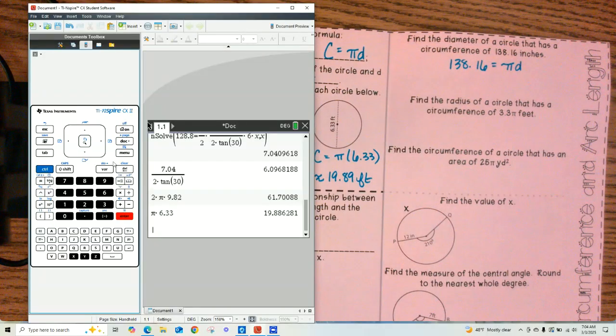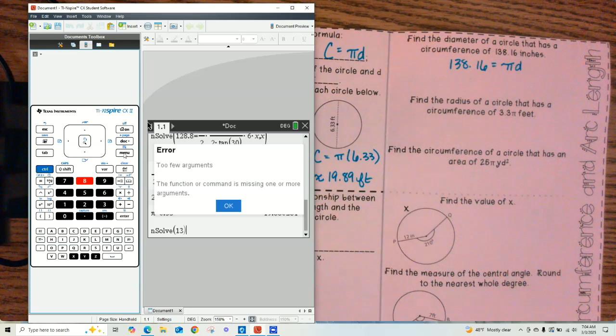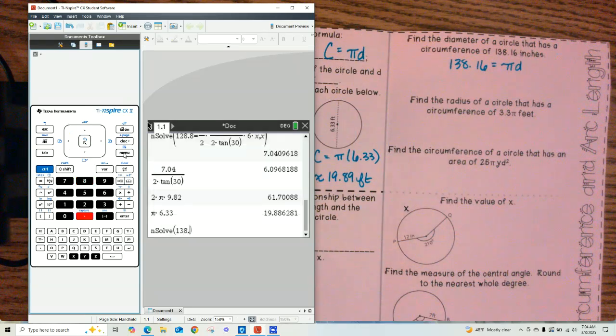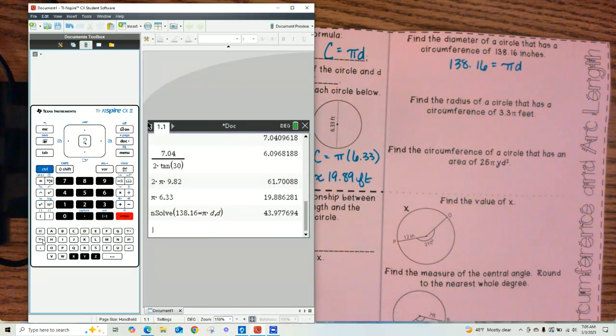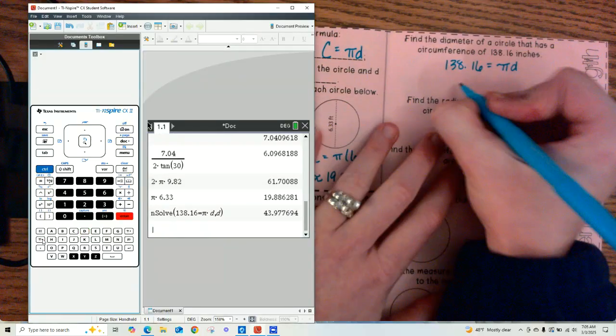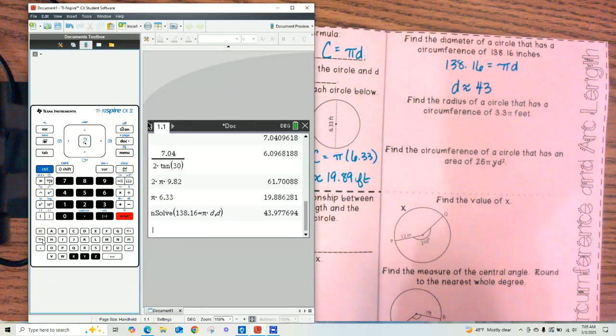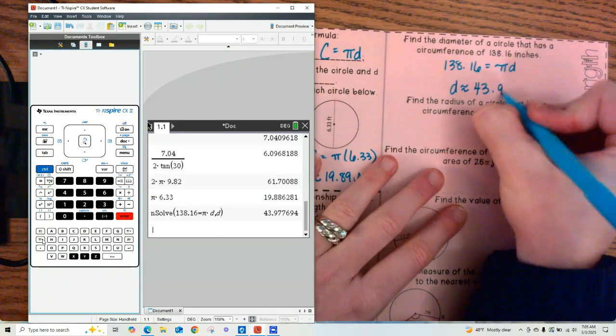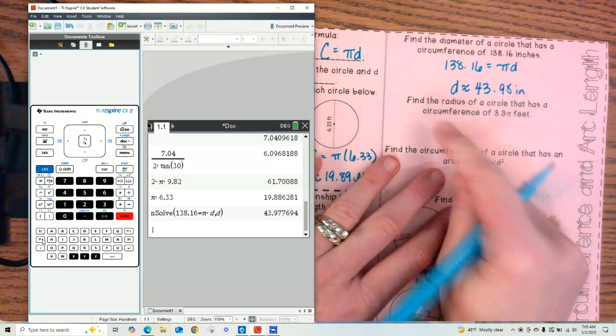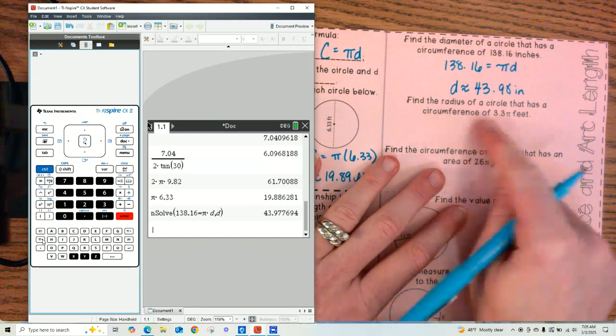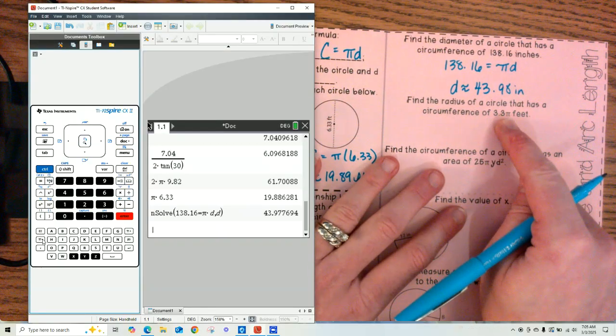So I can solve this. And all I'm really doing here on this one is just dividing by pi. And so my diameter is about 43.98 inches.